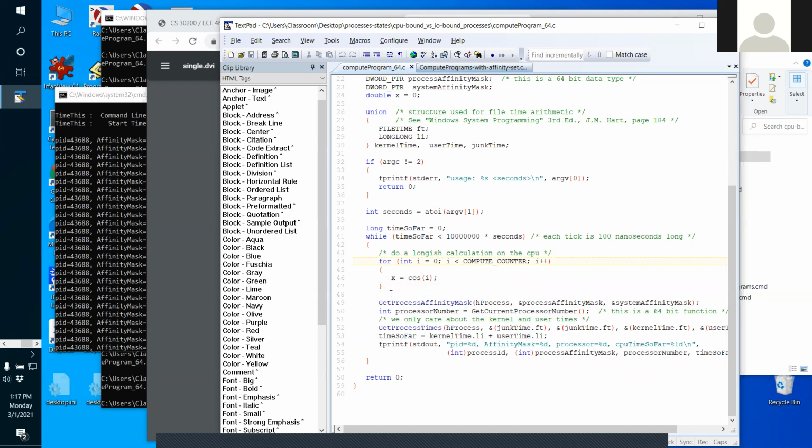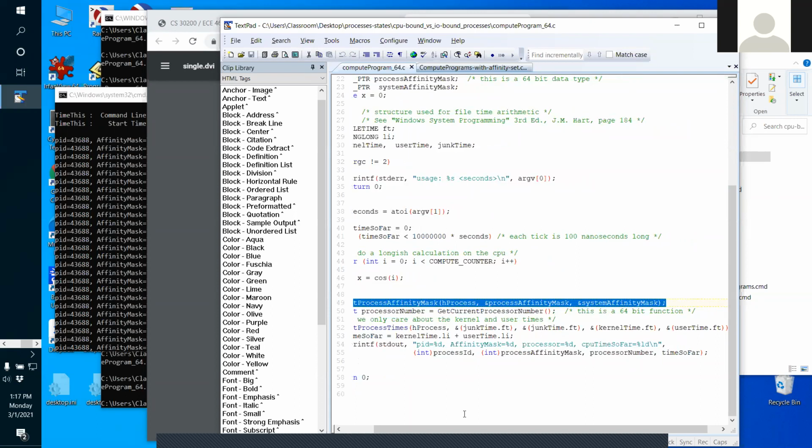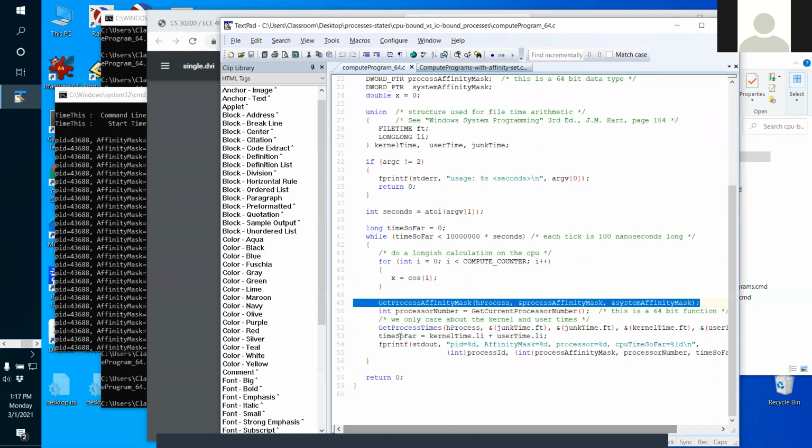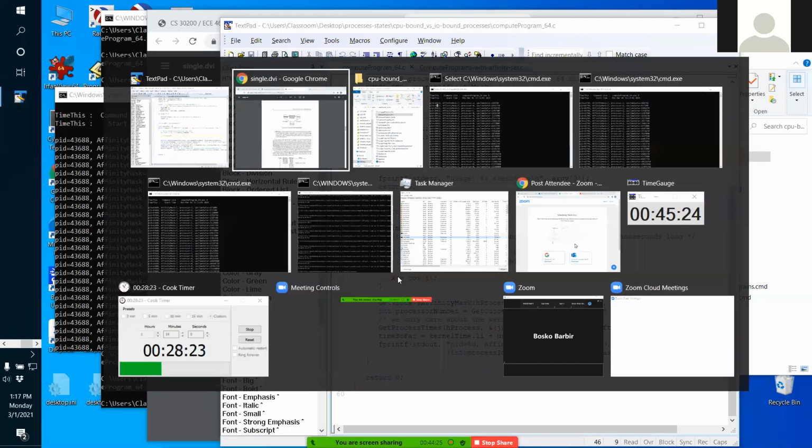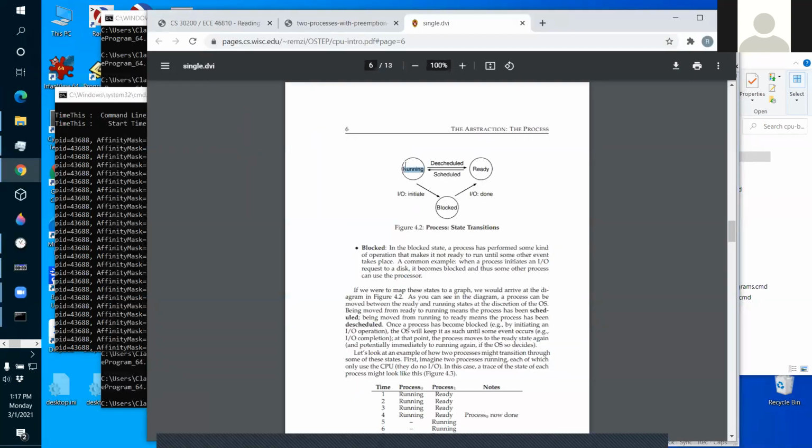That just exercises the CPU, makes the CPU do something, and then asks the operating system, what's my current affinity mask? What processor am I currently on? Print the results, then go back and do that calculation. In the middle of this loop is usually when it goes from running to ready.